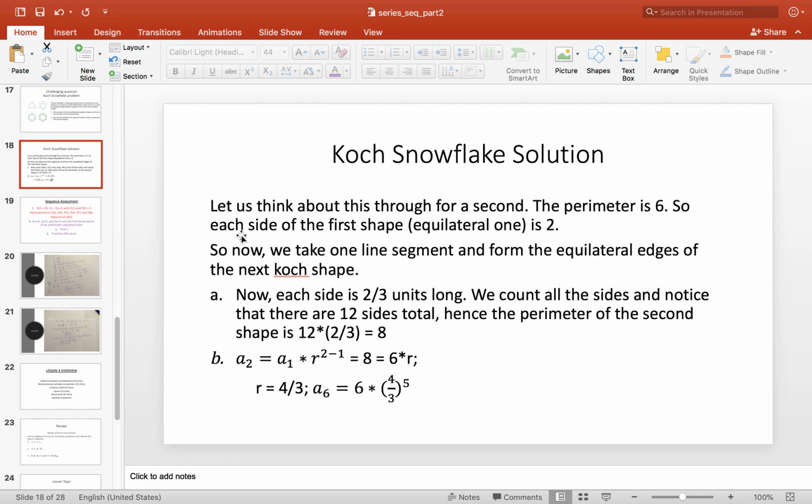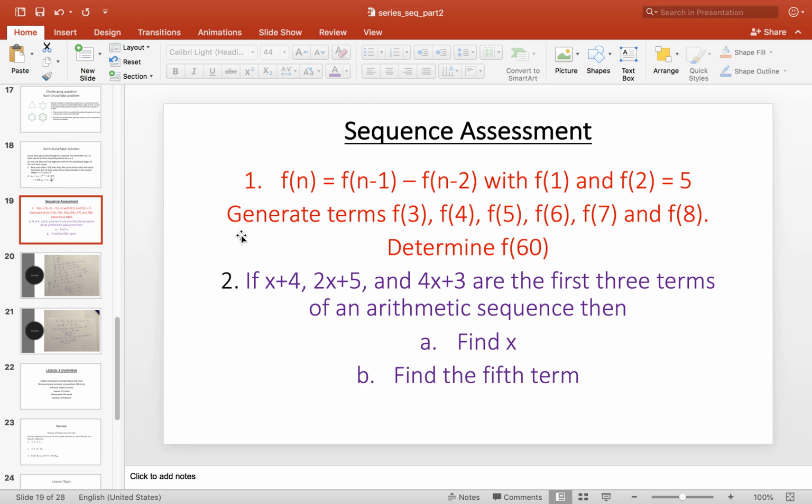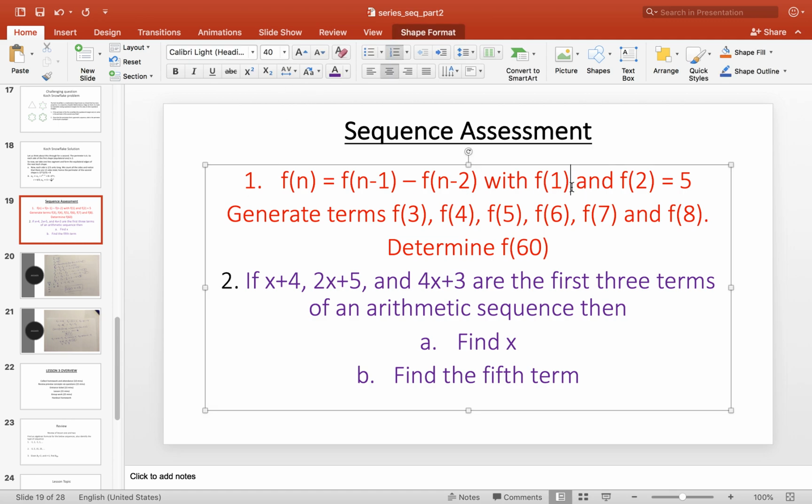In this next problem, we have two questions. The first is similar to the Fibonacci sequence but with a slight twist. It says f of n equals f of n minus 1 minus f of n minus 2. There is a typo there somewhere. Let me fix that, with f of 1 equals 2.